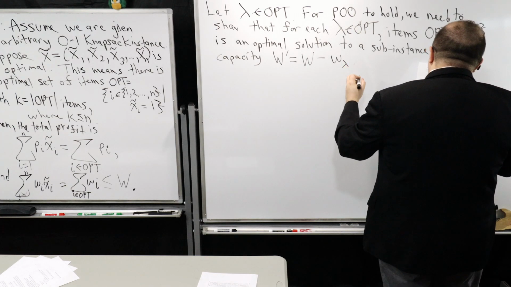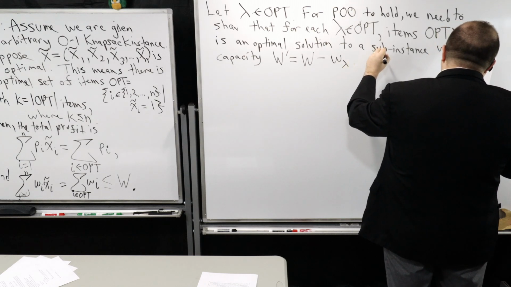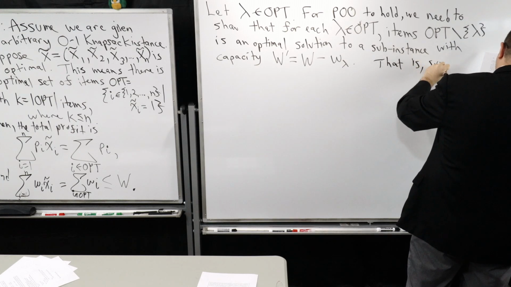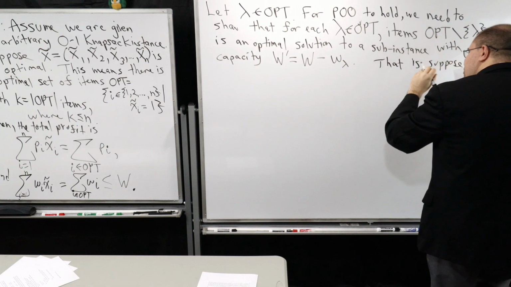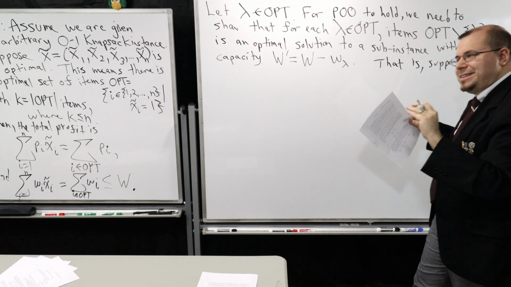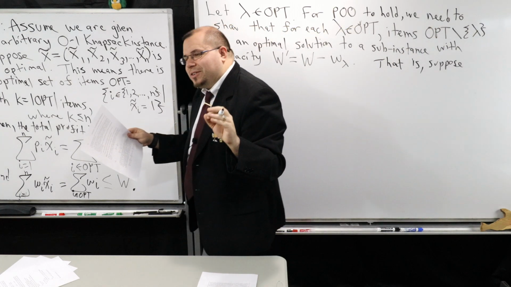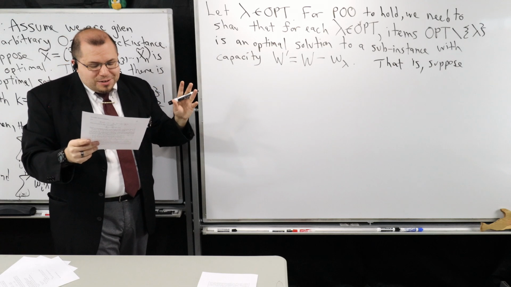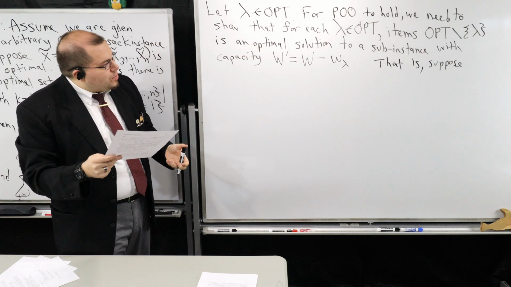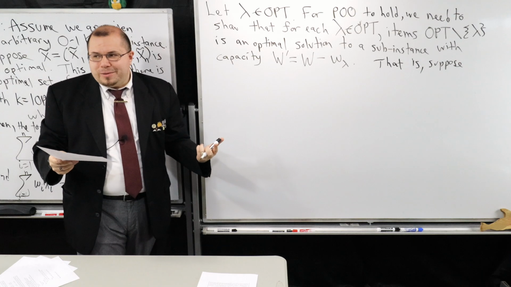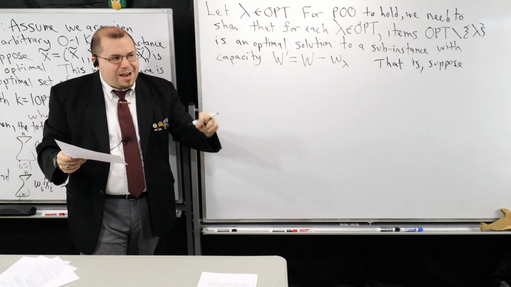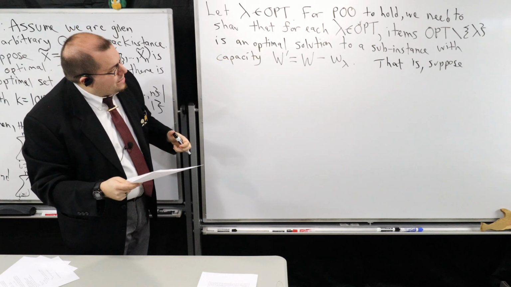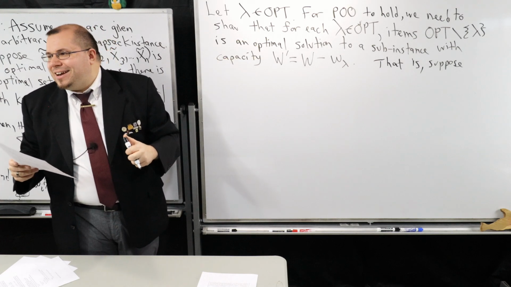So notice the way I'm going to write this next part is I'm going to give names to the items that are going to be in this new optimal solution. So I need to make sure I do that very carefully because I don't know what those items exactly are. I just know that they're somewhere in this set opt, okay? So I'm going to give names to them.